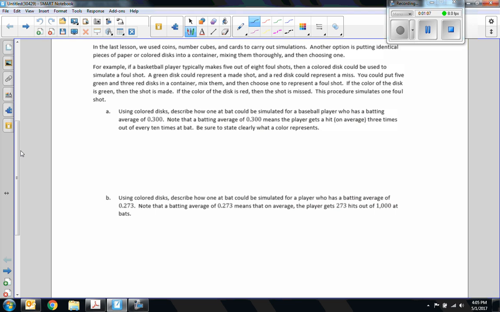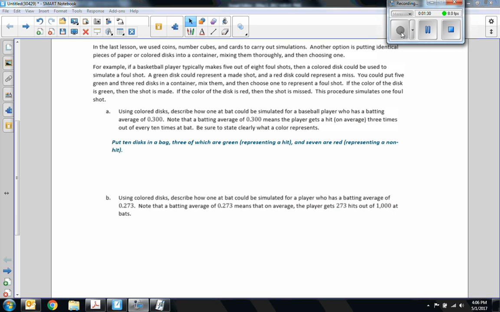So A says, using colored discs, describe how one at bat could be simulated for a baseball player who has a batting average of 300. Note that a batting average of 300 means the player gets a hit on average 3 times out of every 10 times at bat. Be sure to state clearly what each color represents.